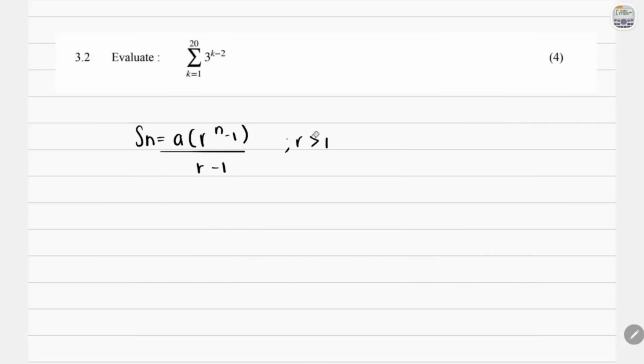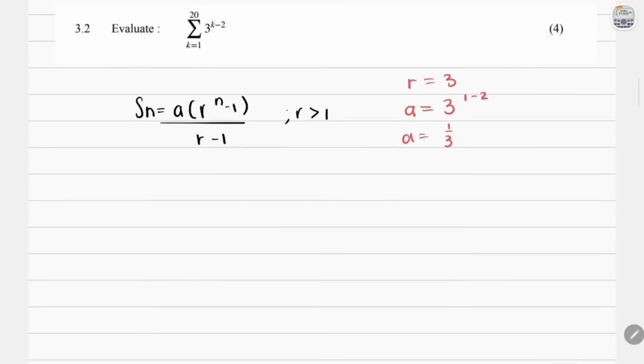So we can see that r is greater than 1, so we don't have to use the other one that says 1 minus r raised to the power of n. With this, we need to find a, but we can see that r is equal to 3. And a is the first term. They said k starts at 1. So if k starts at 1, you're just going to substitute 1 in place of k there. So we have 3 to the power of 1 minus 2. 1 minus 2 is negative 1. 3 to the power of negative 1 is 1 over 3. So let's just substitute and find our value.